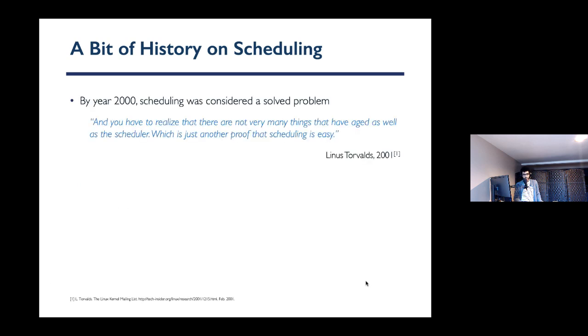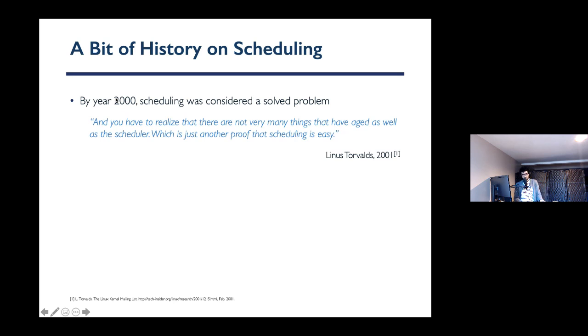Okay, a bit of history. This is from the year 2001. By that time, by 2000, scheduling was kind of a solved problem. Everybody who was developing kernels thought of it as, okay, it's done, we've figured it out, we have stable schedulers, and everything is fine.